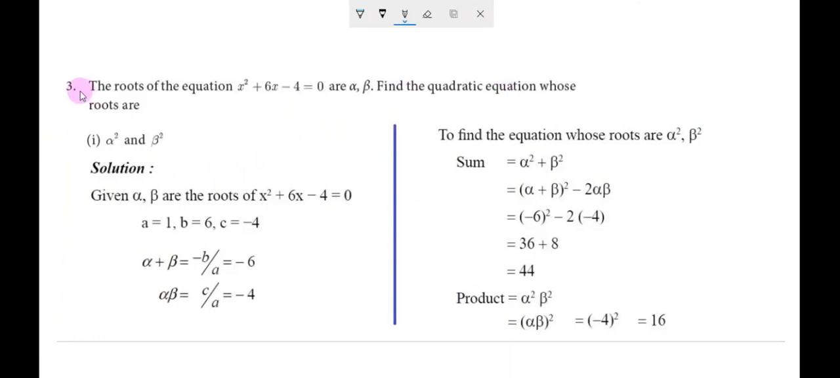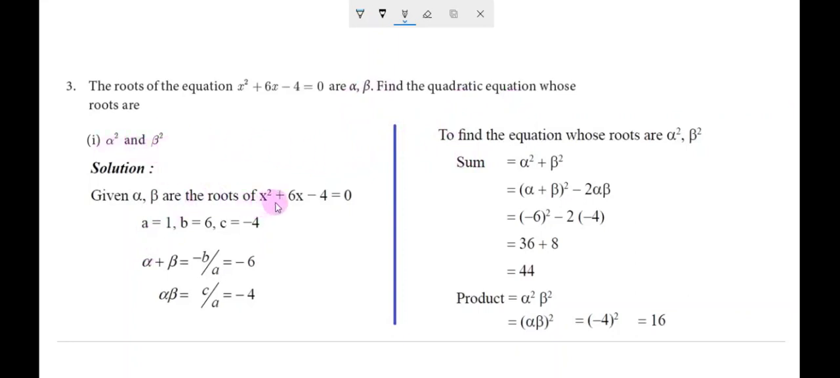Okay, now question number 3. The roots of the equation x square plus 6x minus 4 are alpha beta. Find the quadratic equation whose roots are alpha square plus beta square. Okay, so here in this quadratic equation roots are alpha beta, but we need to find a quadratic equation whose roots will be alpha square and beta square.